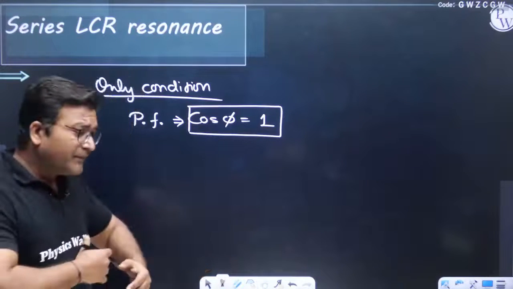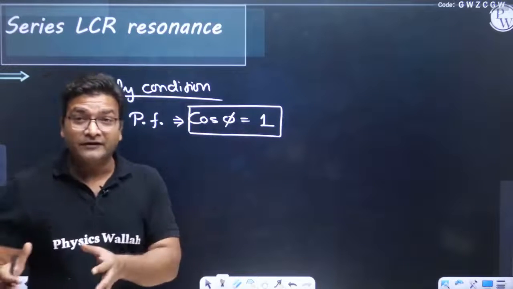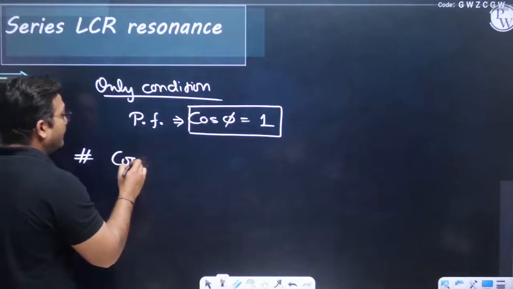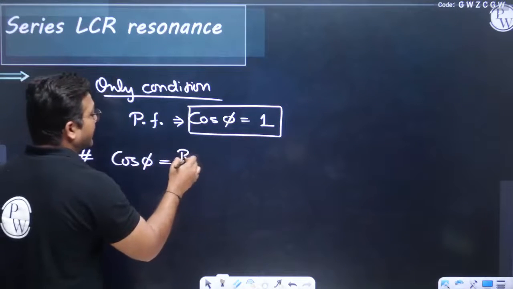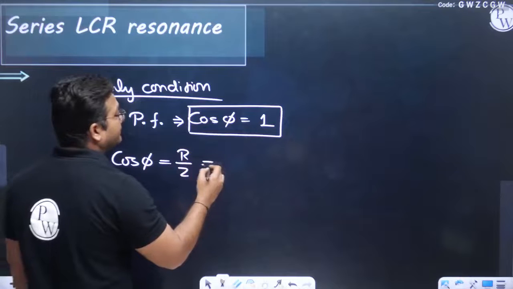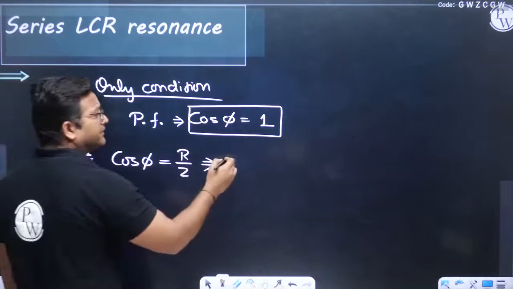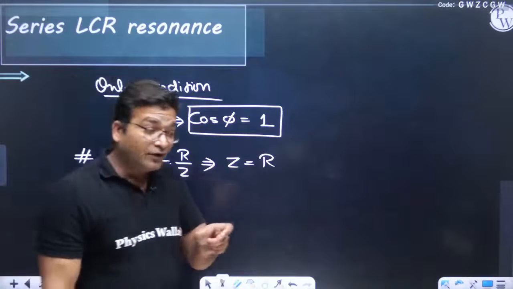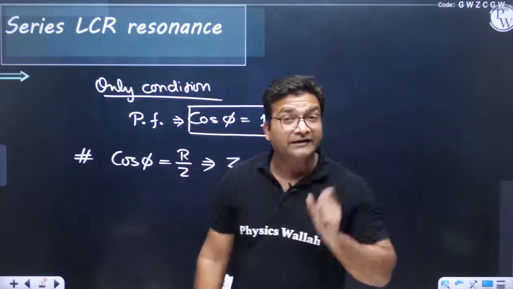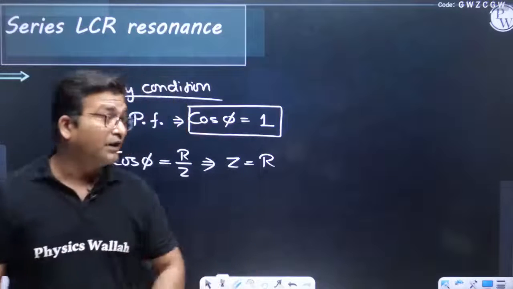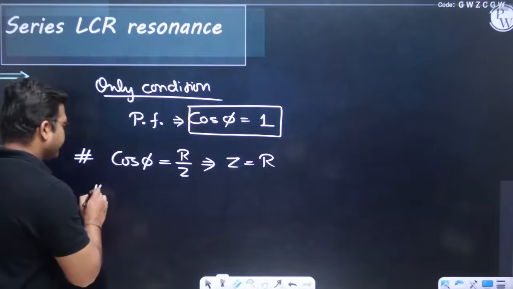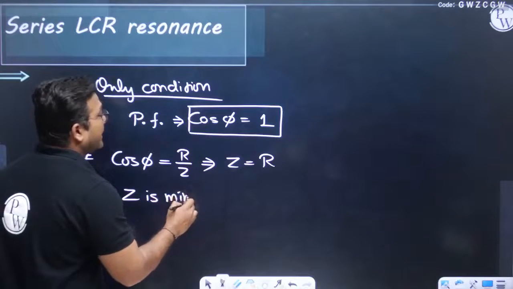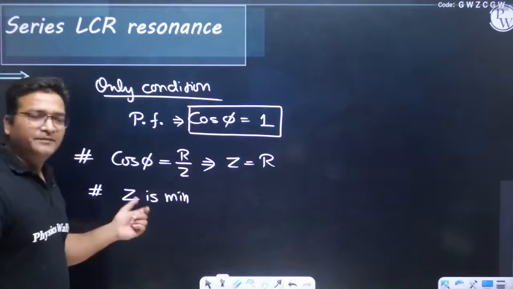And now let us see what will happen if the circuit is in resonance. As we know, the power factor is equal to R by Z. This means if the power factor is 1, Z will be equal to R. And remember, Z is always more than R because of the reactance term. So if Z is equal to R, this is the minimum value of Z. So remember, Z is minimum at resonance.